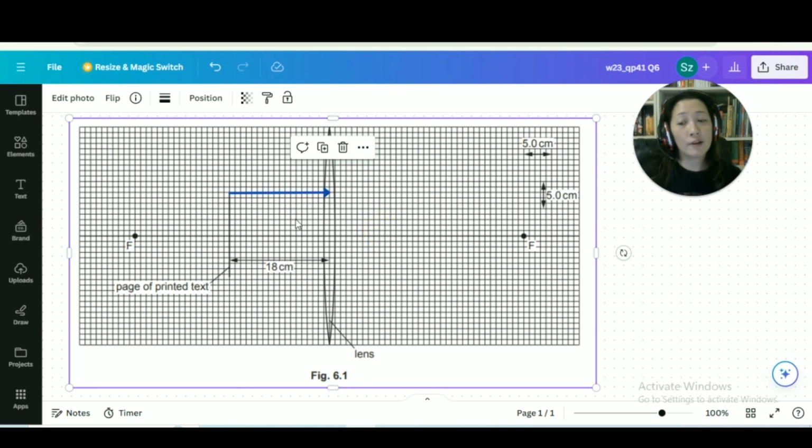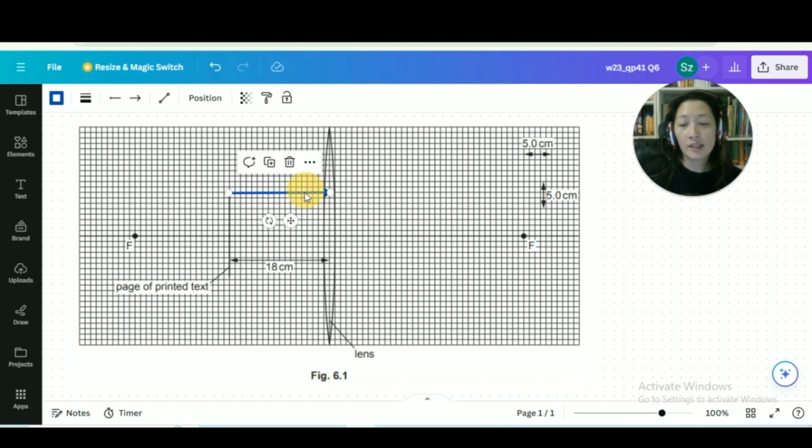So whenever we draw the rays in a ray diagram, you should draw them as arrows to indicate that they are light rays. This light ray is traveling parallel to the principal axis. Any light ray that is parallel to the principal axis, when traveling through a convex lens or a converging lens, it will travel through the principal focus. So I'm going to make another arrow here.